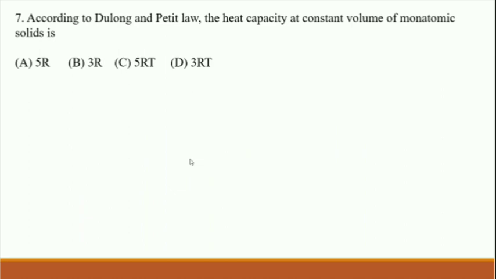Seventh question. According to Dulong and Petit law, the heat capacity at constant volume of a solid is 5R, 3R, 5RT, 3RT. Dulong and Petit law states that the gram atomic heat capacity of an element is a constant, and CV is equal to 3kNa. Na is the Avogadro number, K is the Boltzmann constant. So K into Na equal to R, so we will get CV is equal to 3R.